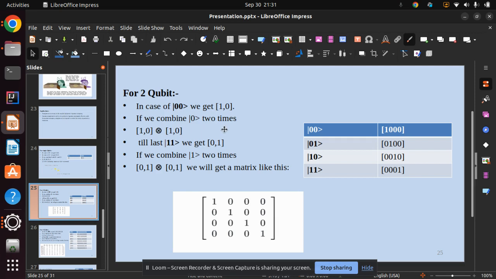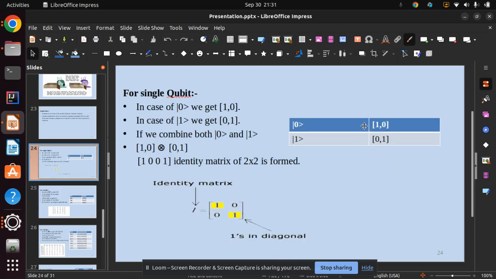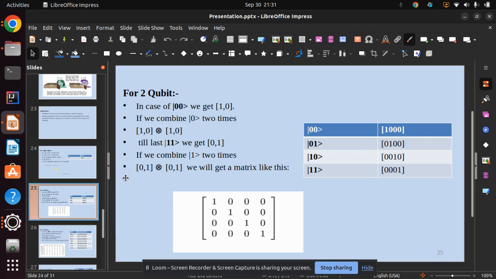If we combine 0 two times, then we'll be getting this, right? As I have given you the basic concept in this. If I make it two times, then I'll be getting this. Till the last, I'll be getting 0 1. If we combine 1 two times, then I'll be getting this. So basically for 0 1, I'll be having 0 1, and then 0 0 1 0, and then 0 0 0 1, right?